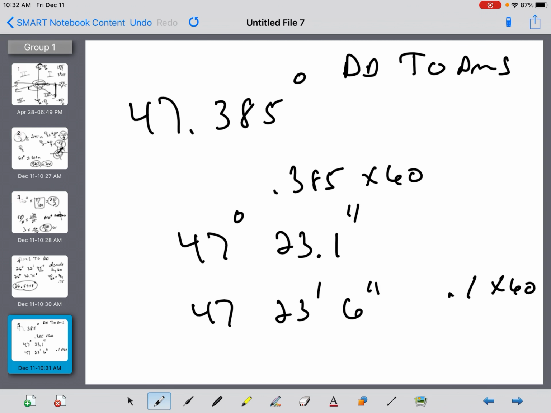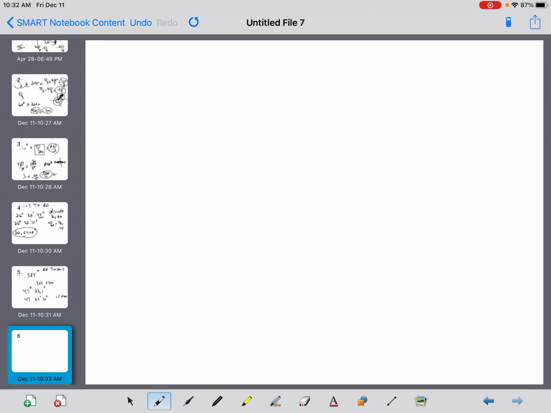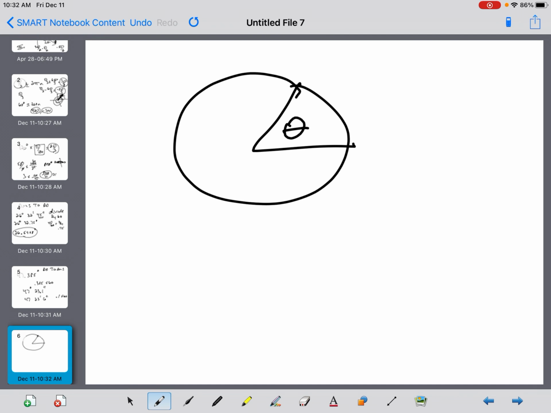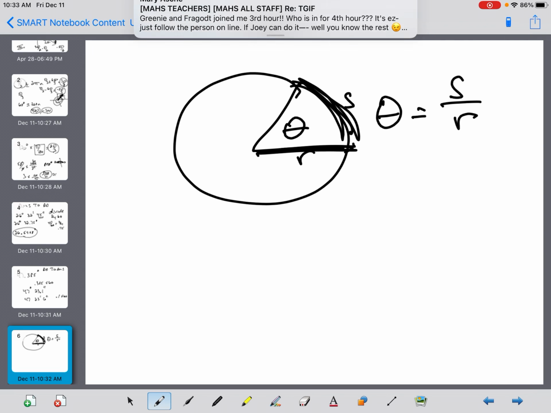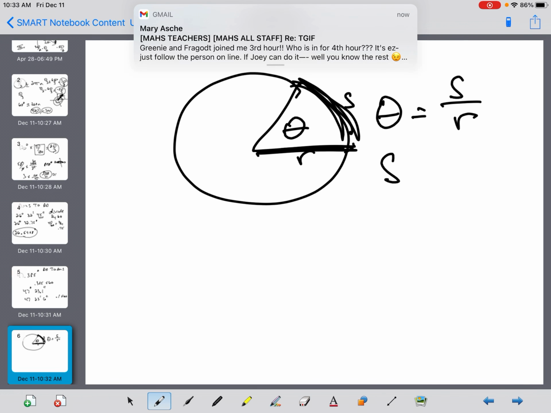Okay, the next topic is we get into the circular motion problems. We define radian measure to be theta, and this is S and this is R, and radian measure is defined to be S over R. Okay, so 1 radian would be where this length is exactly the same as this length, and you'd get 1 radian.